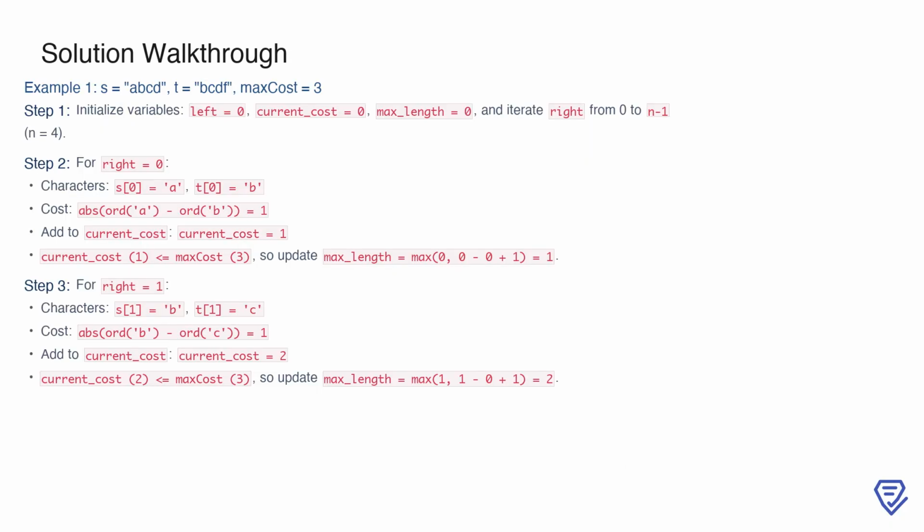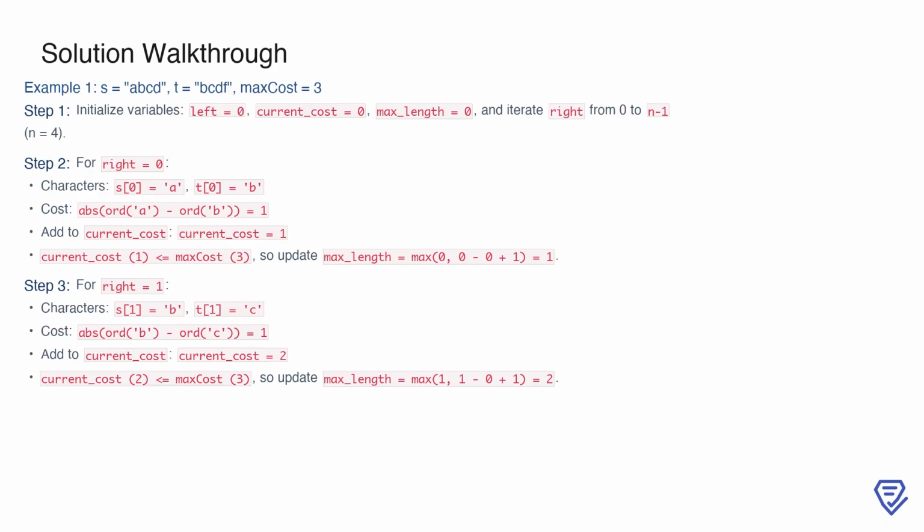We start with the first example where S is ABCD, T is BCDF, and max cost is 3. The goal is to find the longest substring where the total cost of changing S to T does not exceed the given max cost. To begin, we initialize the variables. Left is set to 0 to mark the start of our sliding window, current_cost is initialized to 0 to keep track of the cumulative cost, and max_length is set to 0 to store the length of the longest valid substring. We then iterate through the string using a right pointer from 0 to n-1.